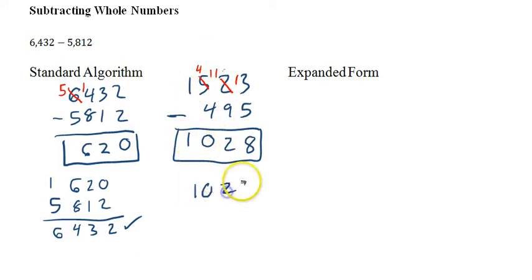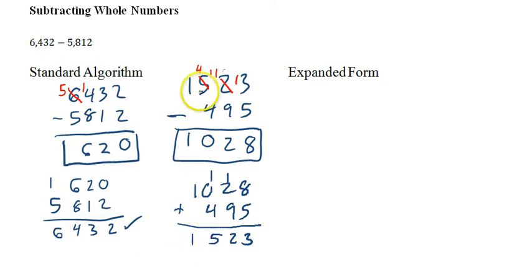So we have 1,028. And then we add to it 495. So there's a 3, carry the 1. That's 12, carry the 1. That's 5 and 1. And there it is, 1,523, checks. Alright, so I can't just let you stick with the standard algorithm and move on. I need to show you why, and that's what expanded form is going to do.